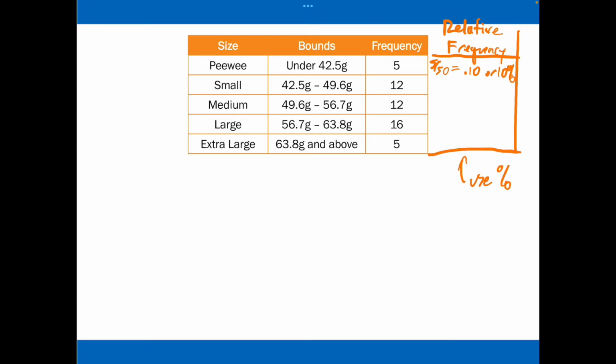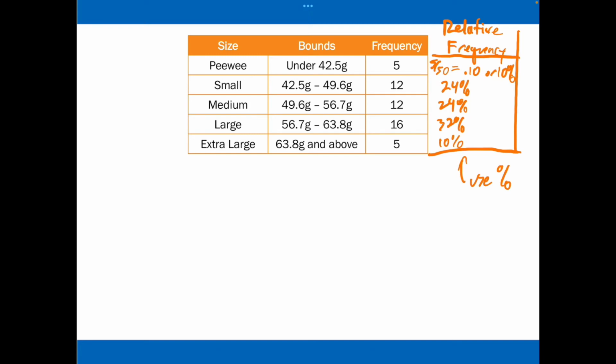So we can use 10% for that first relative frequency. And if we go through and convert all of these, you'll notice that this one is 24%, this one is 24%, 32%, and 10%. And as you'll notice, there's no real difference between frequency and relative frequencies, but sometimes relative frequencies communicate better to our audience what is going on with our data. So as you can see, about a fourth of our data runs in the small and medium, and about a third runs in the large, and 80% of our eggs are in this range, small, medium, and large.